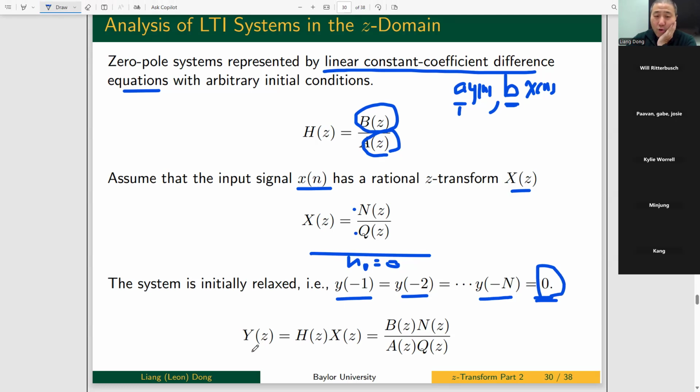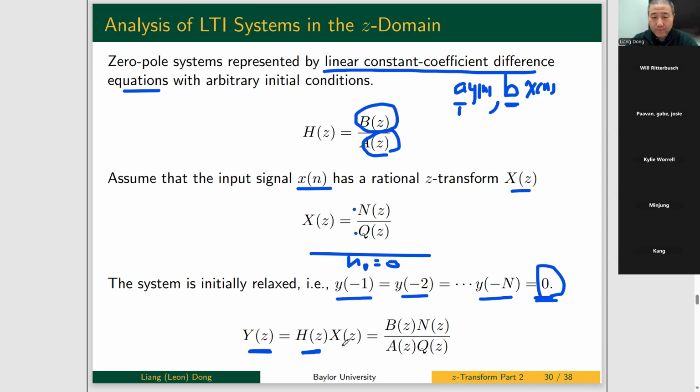Then the output in the Z transform is very easy in the Z domain. That's simply my system response times the Z transform of the input. So I have B over A times the numerator over the denominator of the input, and that's my output, Y(z). And what is the solution for that? Well, you go ahead and do an inverse Z transform, and you will find out. So it's very easy.